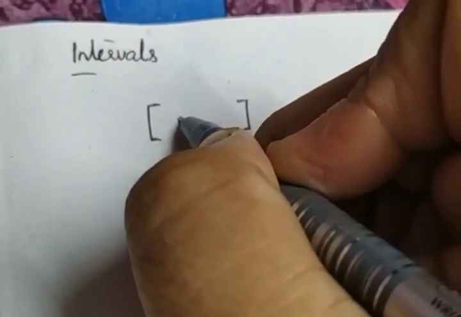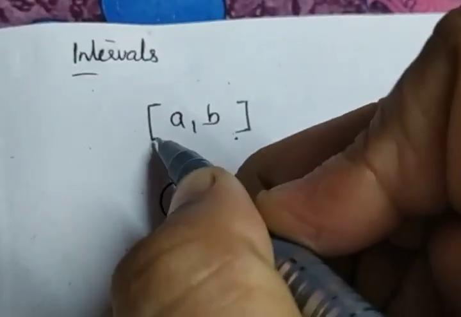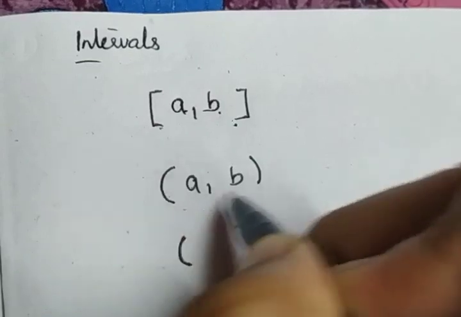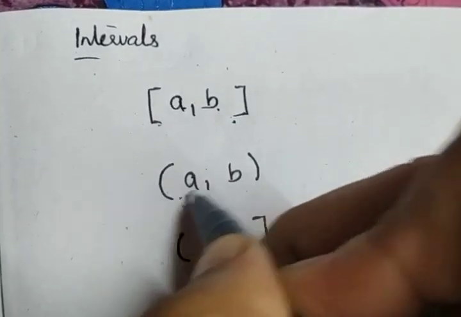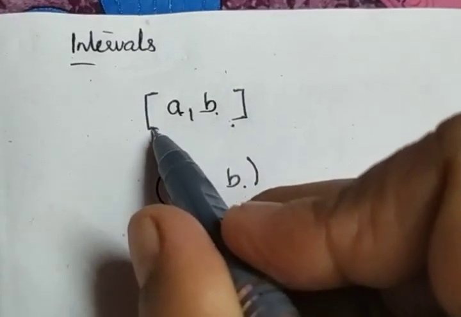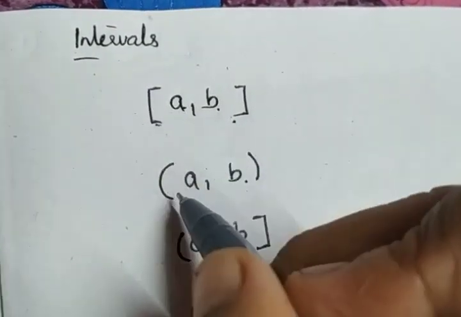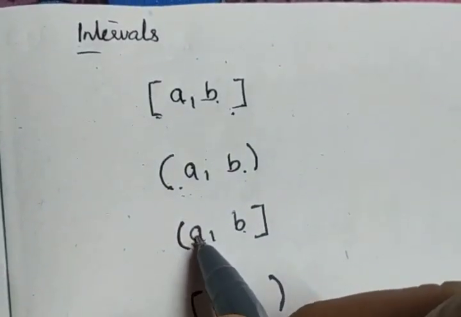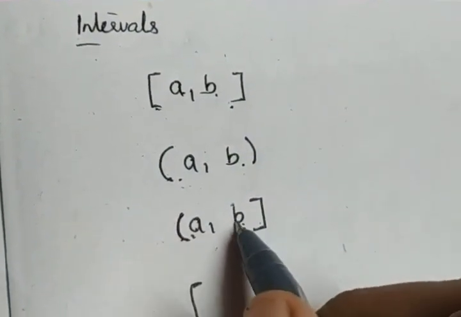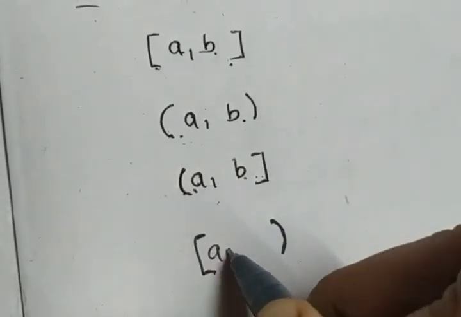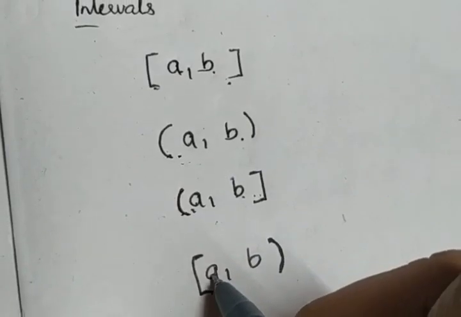So this interval is called a closed interval. If I denote [A, B], this is read as closed interval AB. If I represent (A, B) here, this interval is read as open interval AB. Then what will be this case? Here the square bracket stands for closed and the round bracket stands for open. So how do we read this case? Open A, closed B. And the fourth one, we read as closed A, open B.